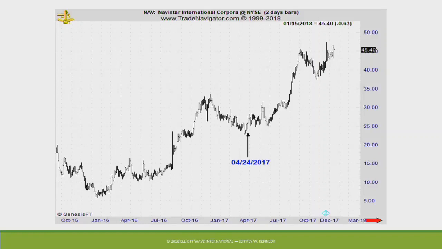Like Walgreens Boots Alliance, ticker symbol WBA. I talked about that in Trader's Classroom about 6 months ago as far as a nice move to the upside, probably going to take out the 2015 high.